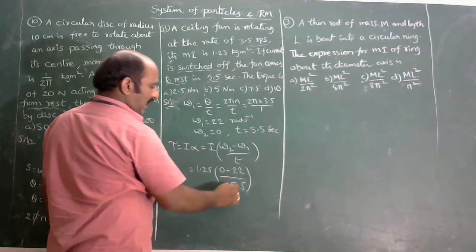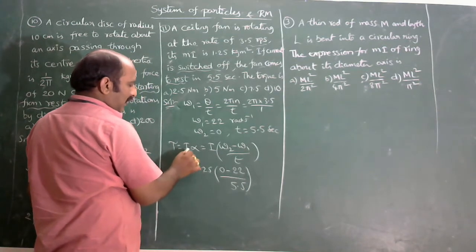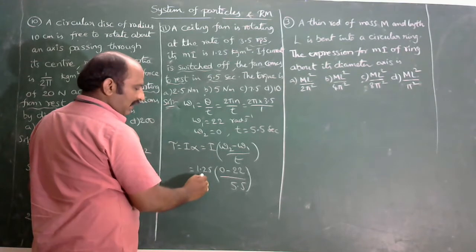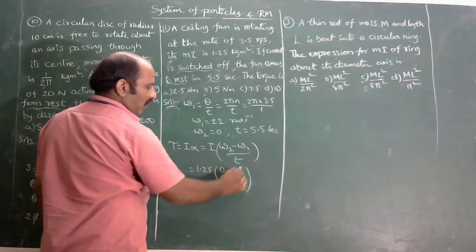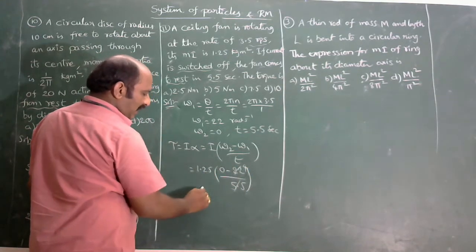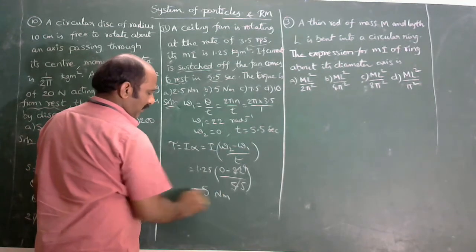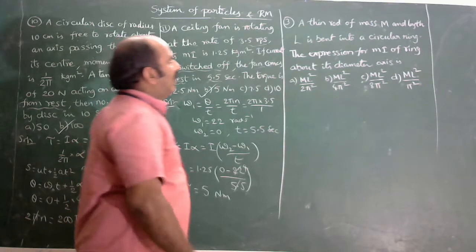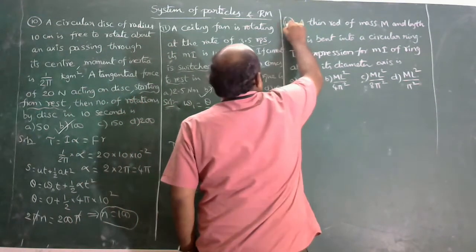This is minus 4, and this is nothing but alpha, also negative, retardation. That's why totally it is positive. This is 4. 4 into 1.25 is 5 Newton meter. So torque is 5 Newton meter. Option B is correct. And next, 12th one.